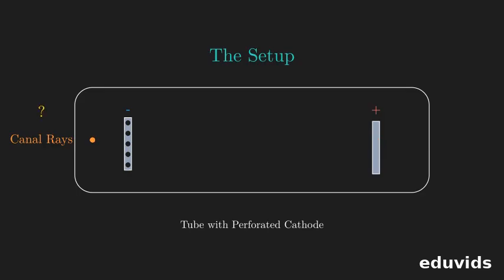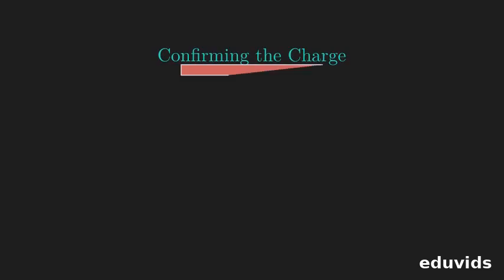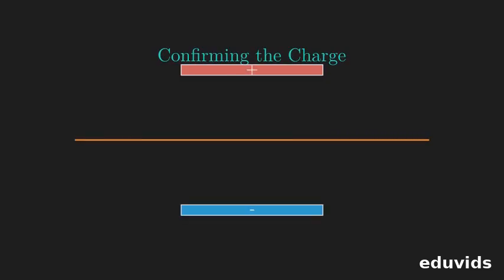Their movement toward the negative cathode suggested these particles must be positively charged. These positive particles were created when fast cathode rays collided with and stripped electrons from the remnant gas atoms inside the tube. Next, we confirm the charge by applying an external electric field to the Canal rays.